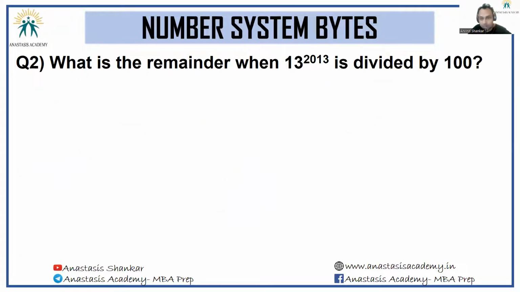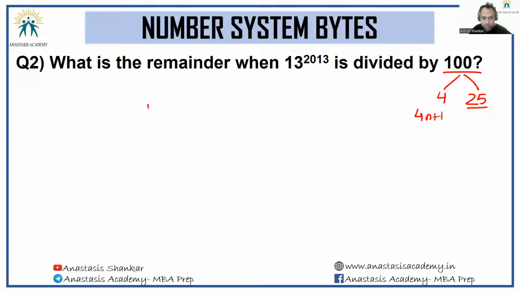Next, what is the remainder when 13 raised power 2013 is divided by 100? If I'm looking for remainder with 100, I'm looking for remainder with 4 and 25. Remainder with 4 is straightforward. 13 leaves a remainder of 1. 1 raised to any power would be 1 only. So 4n plus 1.